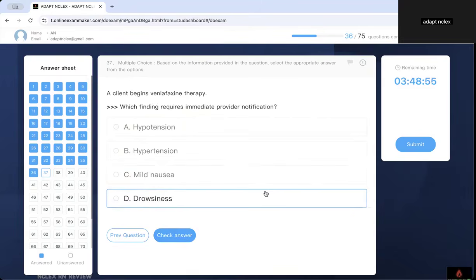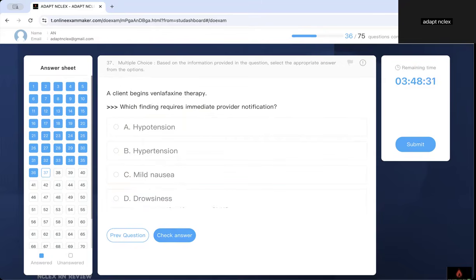Electrolyte imbalance issue. The client begins Venlafaxine. We're switching gears to what? What do you think? Pharmacology, right? Venlafaxine therapy. Which of the following require immediate provider notification? Patient taking Venlafaxine. What do you think? Hypotension, nausea, and drowsiness. A bunch of bad stuff.